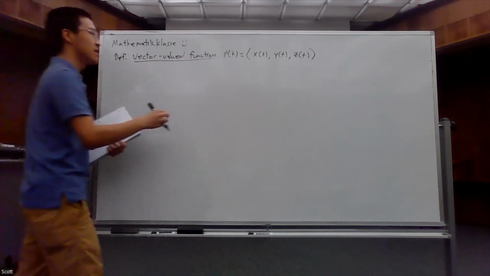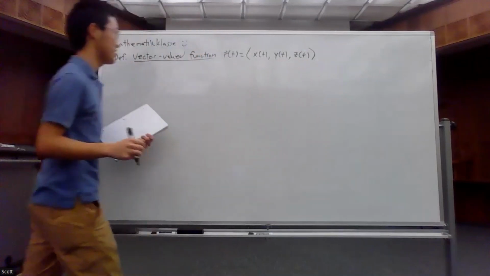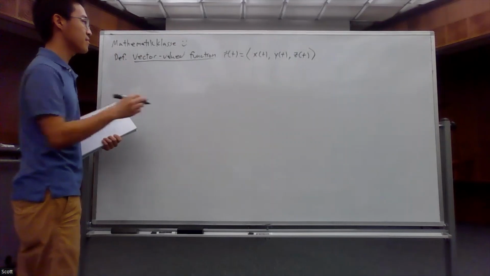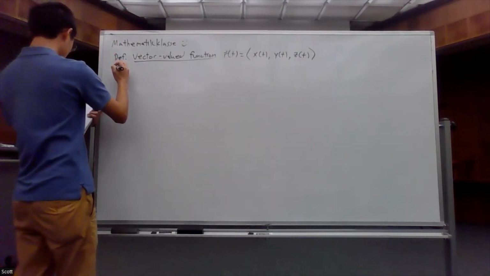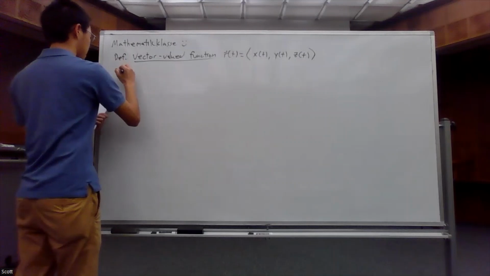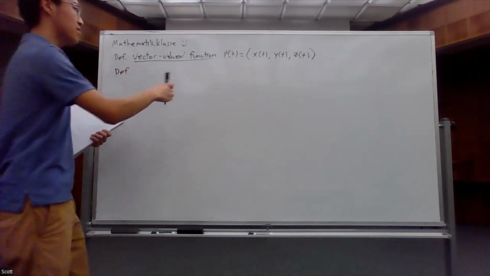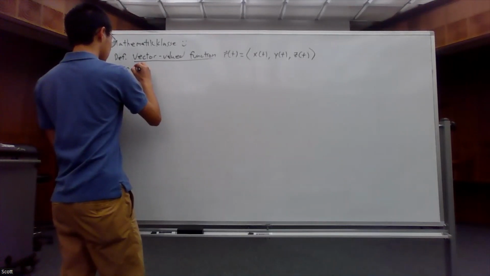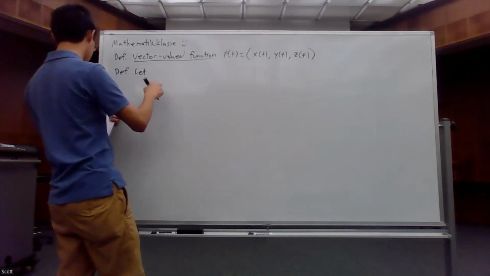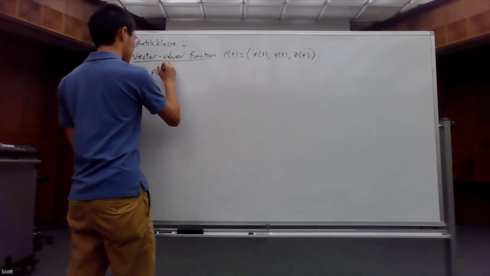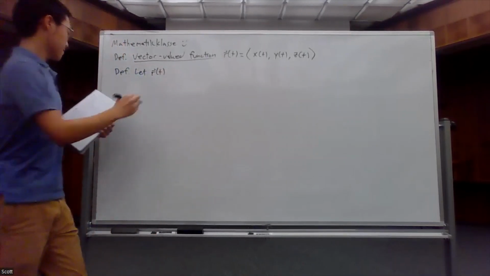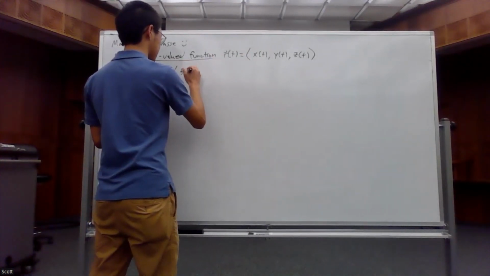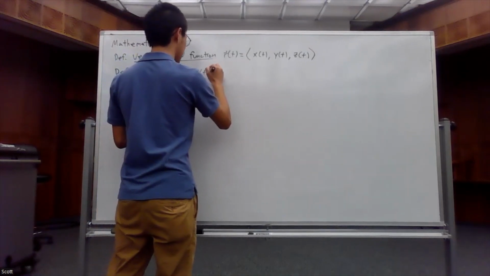A vector value function, it's just going to be a vector with functions in the components. So yeah, this is a t, right? Yeah, with respect to t. Okay, and then I'll show you a notational convention, and then we'll define what the domain of this function is going to be. So let R of t, and we're going to now use, instead of x, y, z, it doesn't really matter what we say, f of t, g of t, and h of t.